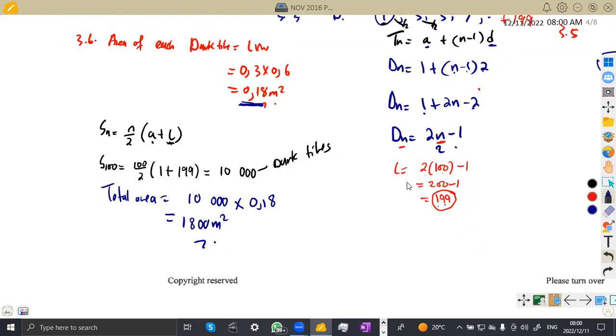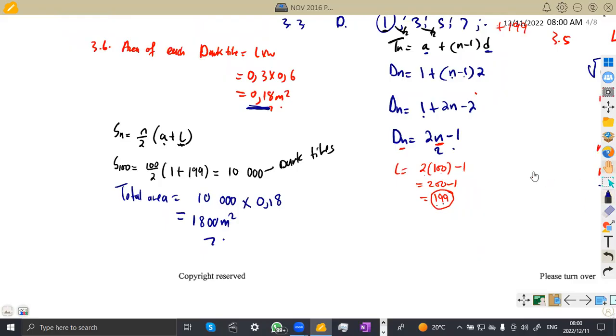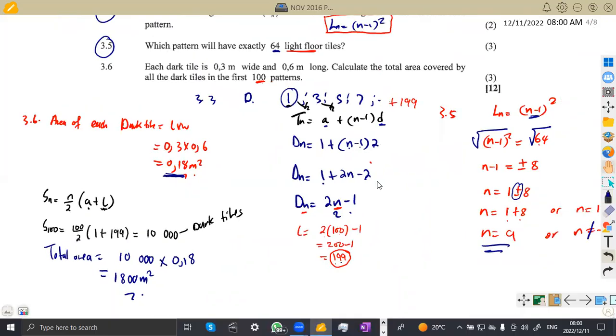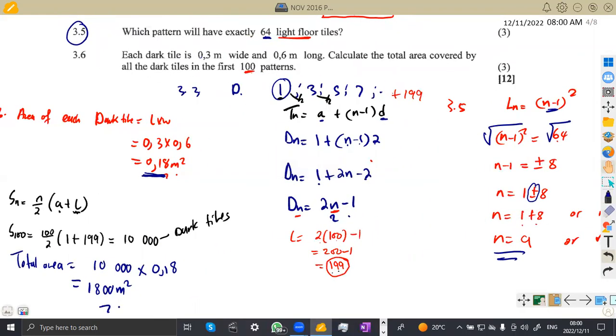So that was it, guys. It was something else. It needed you to be very focused. This typical question, very focused. So that was question 3, having a total of 12 marks.